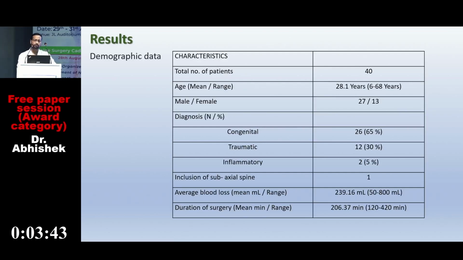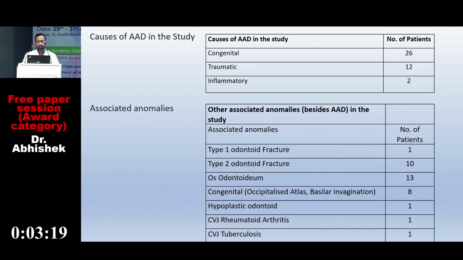Results. Around 40 patients were recruited in this study, and the mean age of the patients was around 28 years with a predominance of male patients. Around 65% of the patients in the study had congenital causes of AAD. The average blood loss during surgery was 240 ml, and the average duration of surgery was around 206 minutes. The average duration of follow-up was around 26 months.